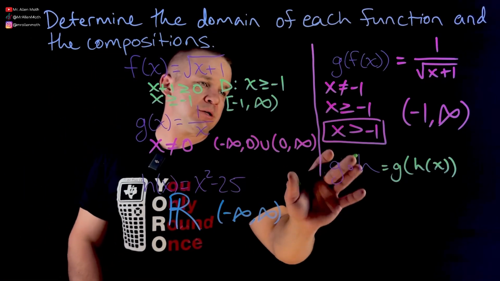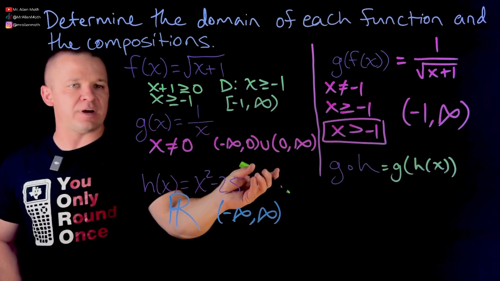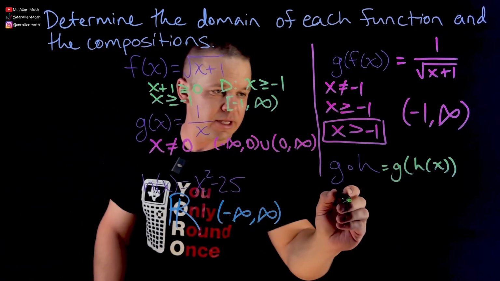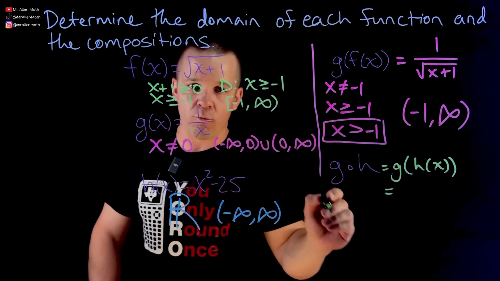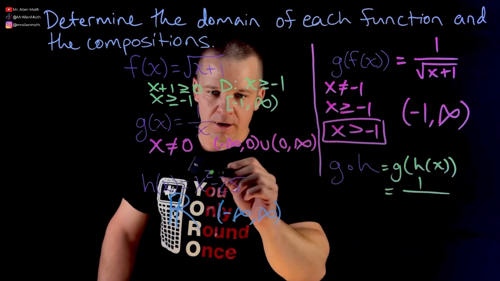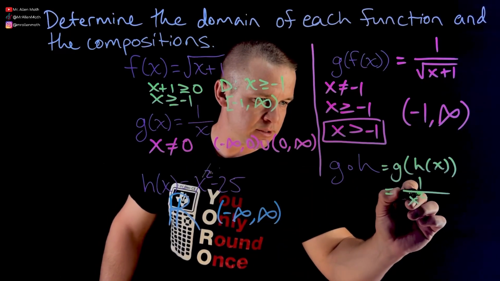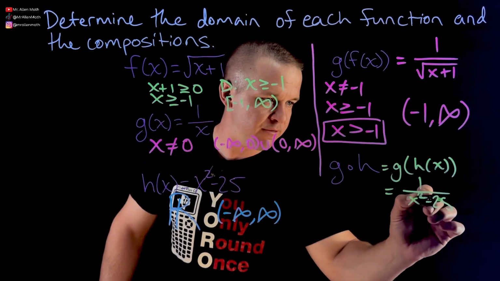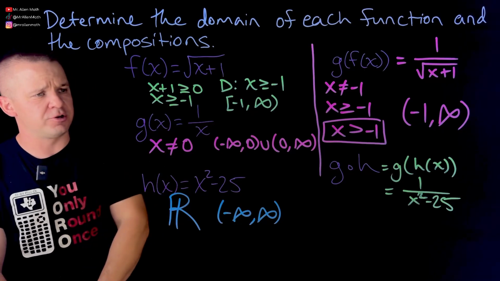So again, we're thinking g, okay, so g of h of x. So I got to plug h of x into g. All right, so let's do that. I'll have 1 over, and that was x squared minus 2, minus 25. Make sure you can see that. So that's my new function.